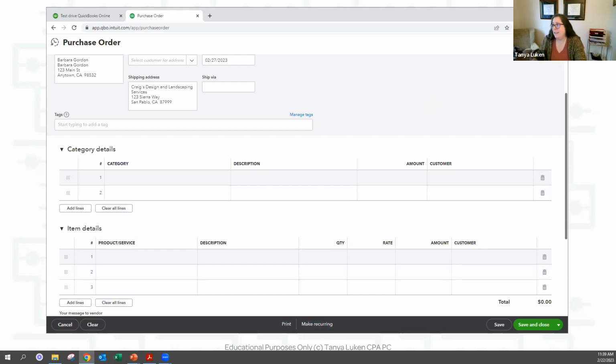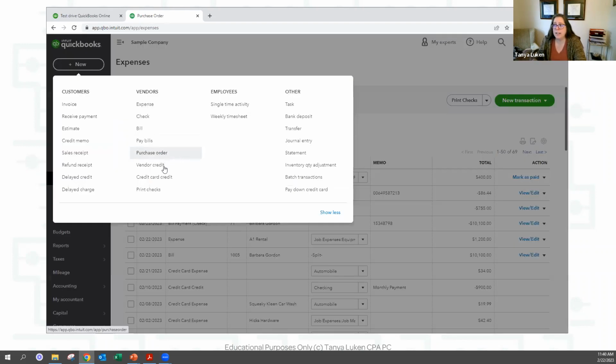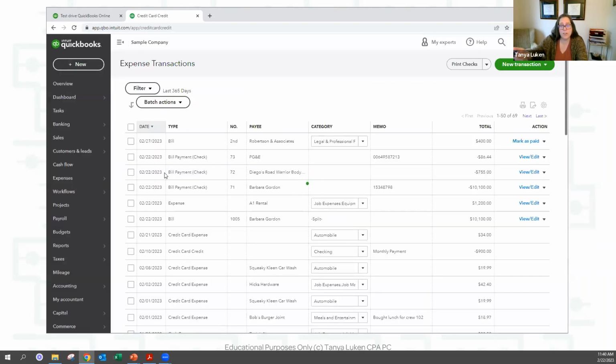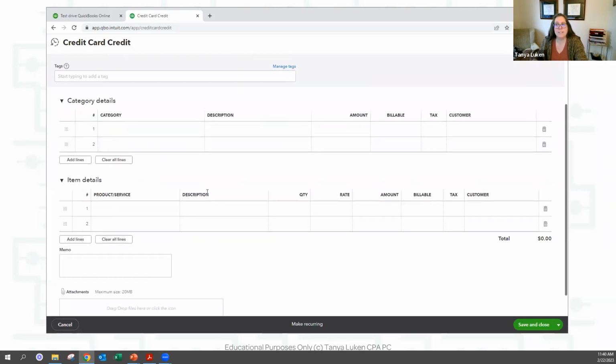And then I bet you can guess, if you were to enter a credit card credit, which is a refund on your credit card, guess what? It looks exactly the same as all the rest of them. So that's the nice thing about Intuit, is that they sometimes make things very simple. And once you figure out what all the boxes mean, they mean the same thing in 16 different places. So that's all of those.